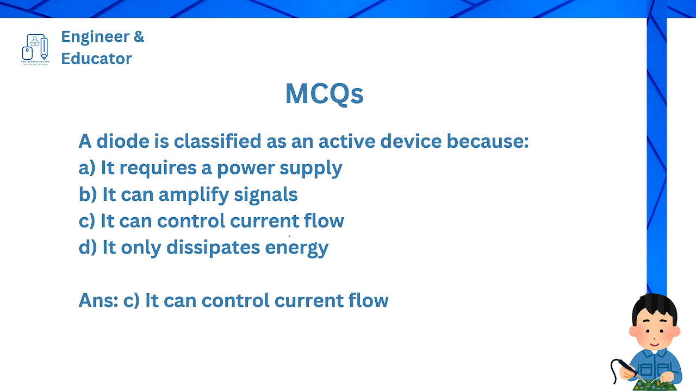Why do we call a diode an active device? Because active devices are the devices which can control current flow. It can control current flow. So that's why we call this diode an active device.